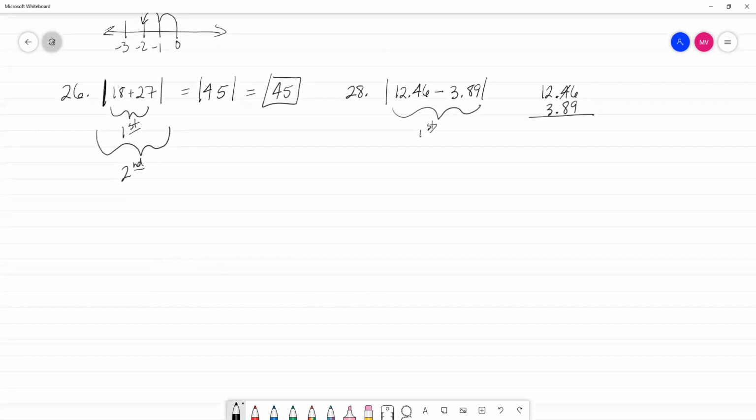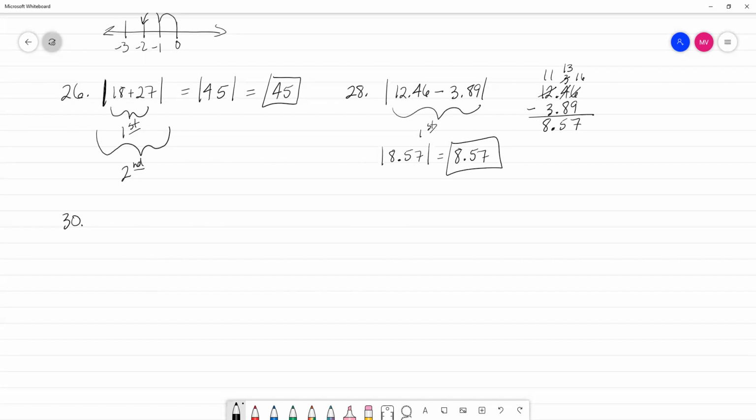16 take away 9 is 7. Can't take away 8 from 3, so this becomes a 13. 13 take away 8 is 5. The decimal place stays in the same place when you're adding and subtracting. And then 11 take away 3 is 8. So we end up with the absolute value of a positive 8.57. And because it's positive, it stays the same. And that's our solution. We just moved 8.57 steps to the right, but always still positive.